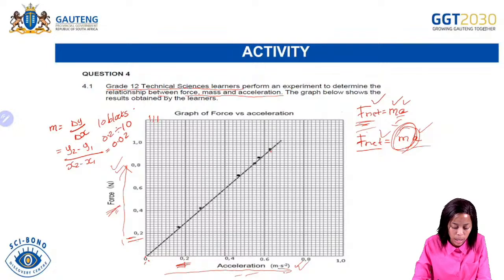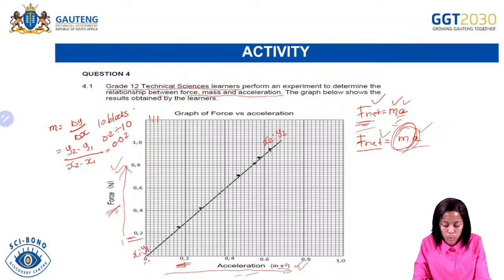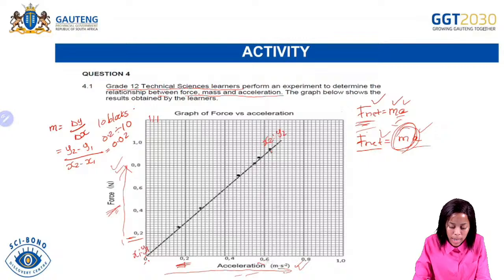So remember, the 0 at the bottom here will represent our x1 and our y1, and the last point will represent our x2 and our y2. Right now we are looking at the x-axis, and we can see that the last point there is just after the 0.6. Each block is represented by 0.02, so how many blocks do you have after the 0.6 so that you can get to that certain point?